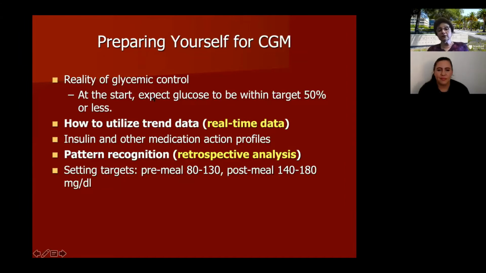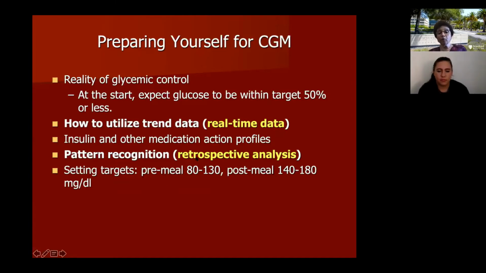Again, look at the reality of glycemic control. So when you start using it, and most of you already have been using it, expect glucose to be within target 50% or less of the time. So that's not unusual, right? We will look at how you utilize the trend data, real-time data versus the retrospective review of the data, and how our insulin and other medications are affecting that data.